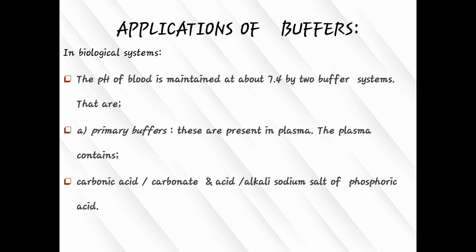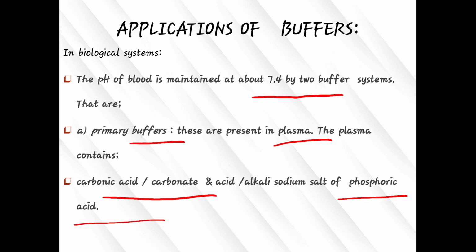Applications of buffers. First, in biological systems, the pH of the blood is maintained at about 7.4 by two buffer systems. The primary buffers are present in plasma. The plasma contains carbonic acid or carbonate, and acid or alkali sodium salt of phosphoric acid. Those are the primary buffers present in the biological system.